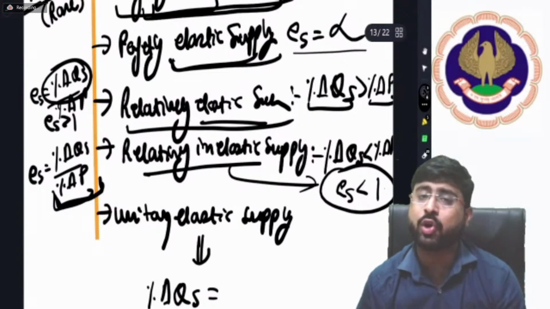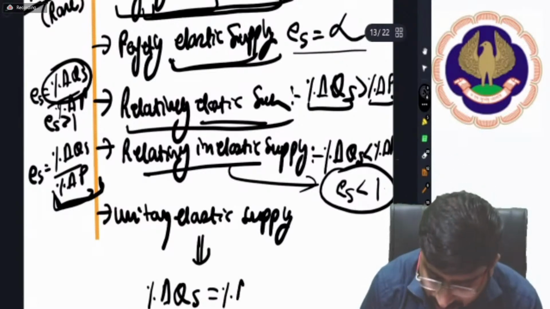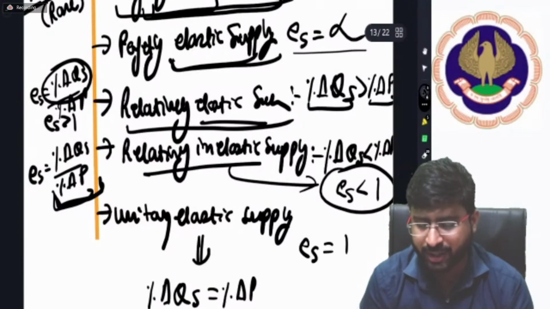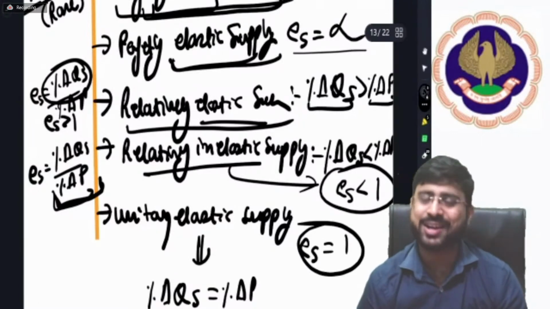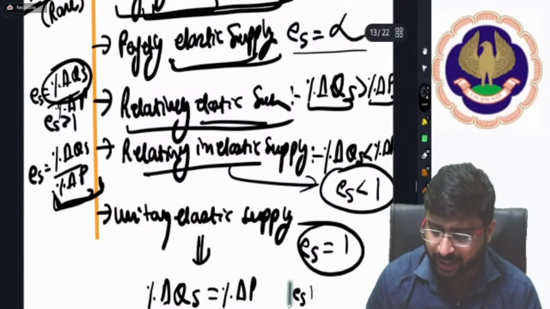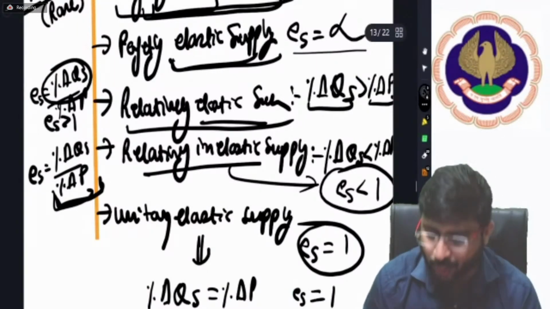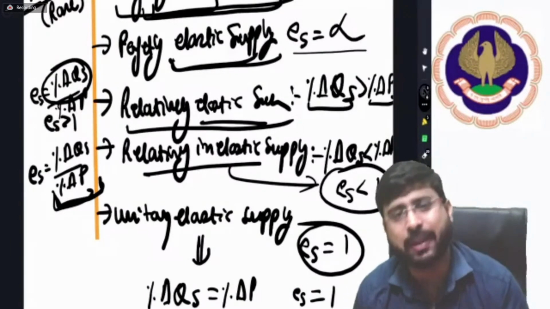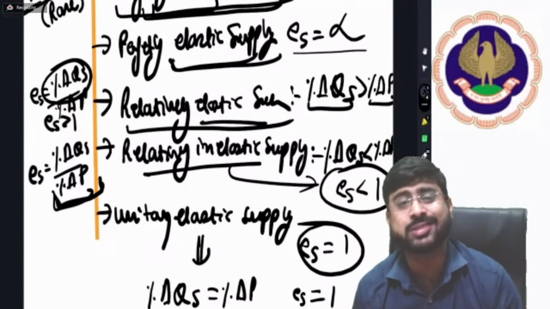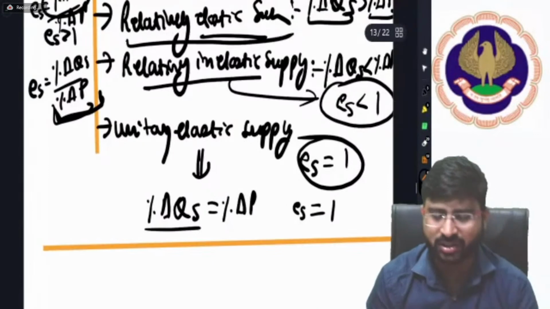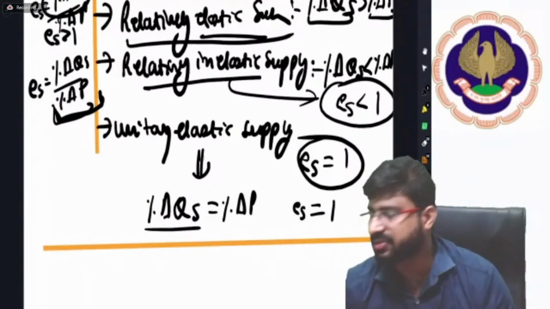Whenever the percentage change in quantity supplied is equal to the percentage change in price, that is, the numerator and denominator are the same, then the fraction will be 1. This is a unitary elastic supply. Here the value of elasticity of supply will be equal to 1. That is, both price and quantity supplied are changing by the same percentage, same proportion. I hope it's crystal clear, friends.